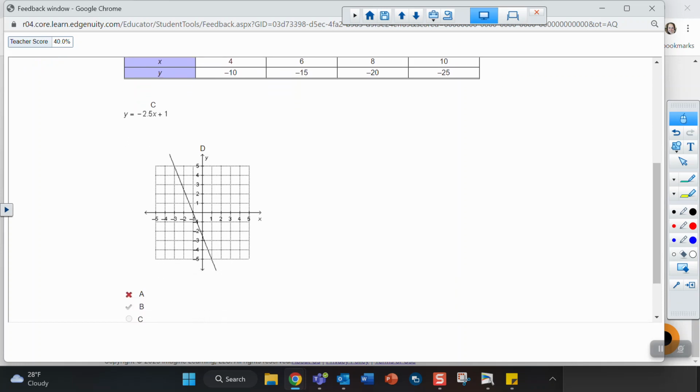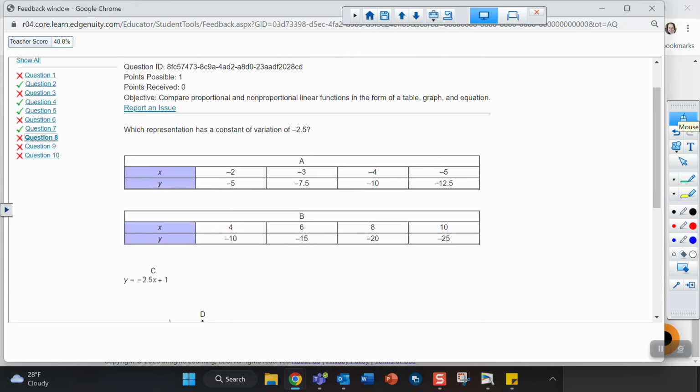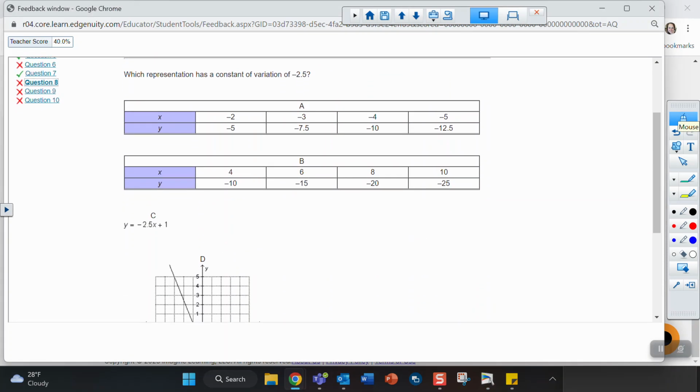Okay, so let's start at the graph. If I go over to 1 and down to 2.5, that would be right here. You can see the graph does not go through that point, so that doesn't work. Plus, this is not a proportional relationship. That graph has to go through the origin. That graph does not pass through the origin, so it is not constant variation, proportional, or direct variation.